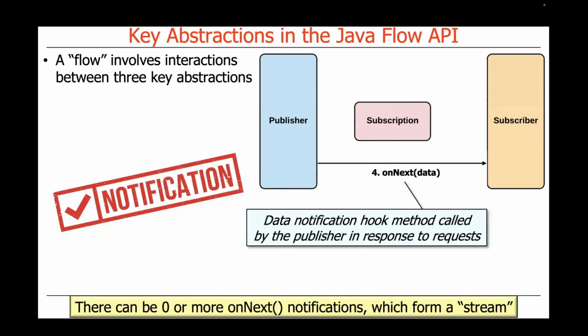The next event type we'll talk about is the onNext hook method. And this is a data notification hook method that's called by the publisher when it receives events, or when it obtains events, or when it generates events to be sent to the subscribers. And there can be 0 or more of these onNext notifications, which form a stream. So you have a stream of onNext notifications, or not. You don't have to send any if you don't want to.